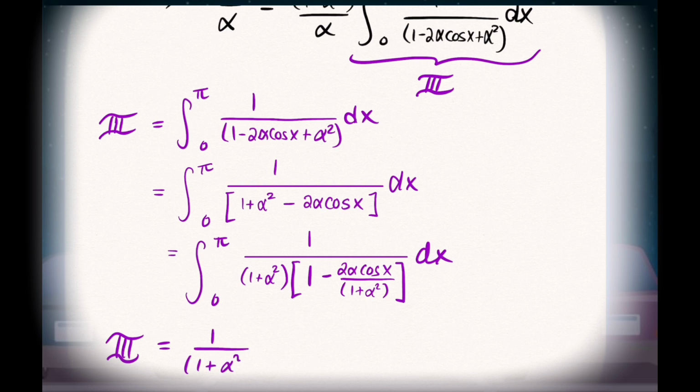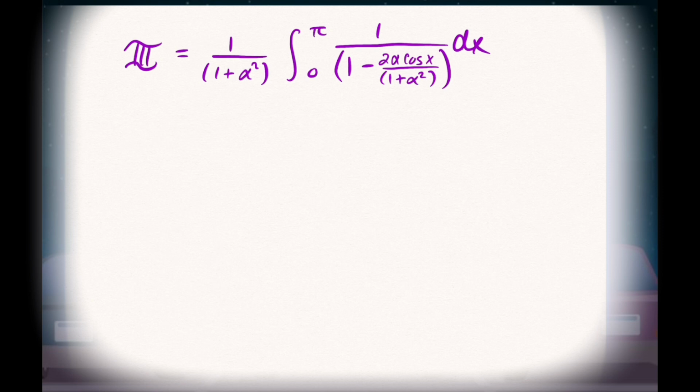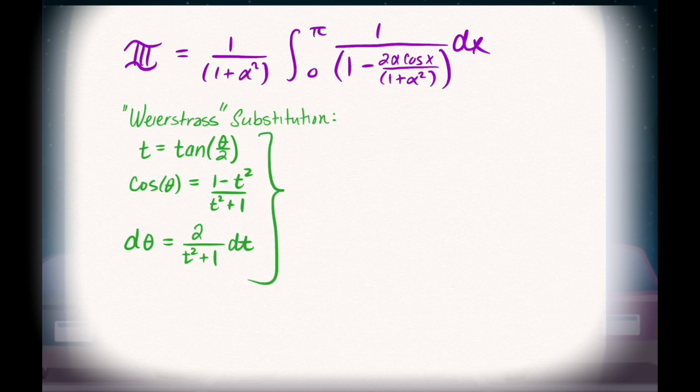So now we're going to pull that 1 plus alpha squared outside of the integral as a constant. And now we have this new denominator, which is a little bit nicer to work with, because now we're going to employ something that I covered in my last video, the Weierstrass substitution. We use the tangent of theta over 2 is equal to t. We get an expression for cosine, 1 minus t squared over t squared plus 1, and a d theta, which is 2 over t squared plus 1 dt. And we make a couple of substitutions into that integral.